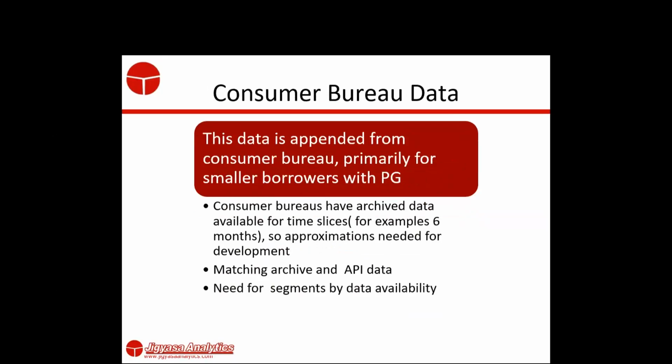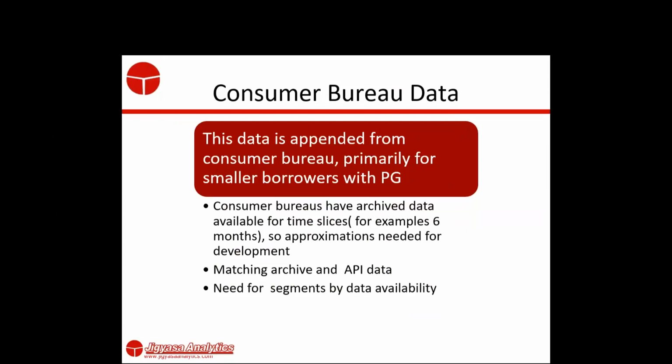Okay. The next thing is consumer bureau data. You might be appending some consumer bureau data for smaller borrowers with PG, or you might be collecting it for certain types of applications, certain products. The basic issues are the same. Consumer bureaus have archived data just like commercial bureaus have, and so you have to match application date to archive date and understand the consequences of the decision. You have to match the archive data and the API data, which might mean some mapping and not using fields which are not available in the API data.